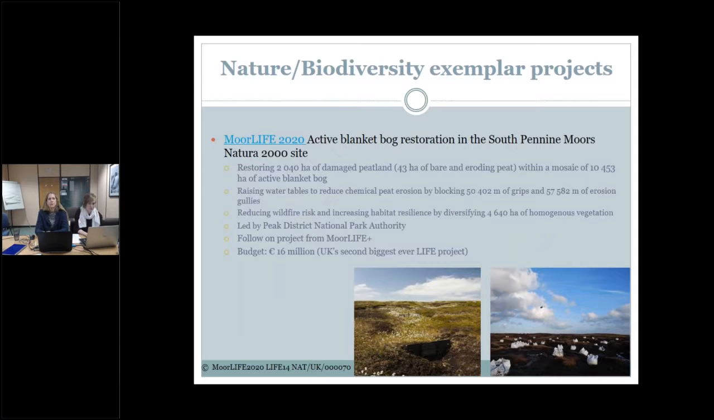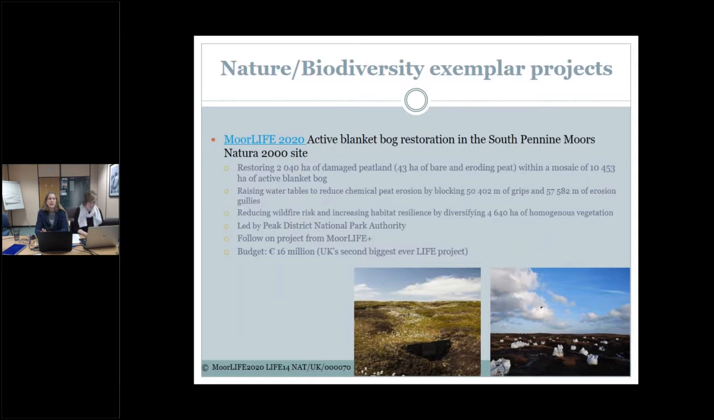Here's a very nice example from the UK for a nature project. It's the second biggest ever LIFE project in the UK, the More Life 2020 project. And that is restoring blanket bogs in the South Pennine Moors Natura 2000 site. The aim of this project is to restore over 2,000 hectares of damaged peatland within a mosaic of over 10,000 hectares of active blanket bogs.